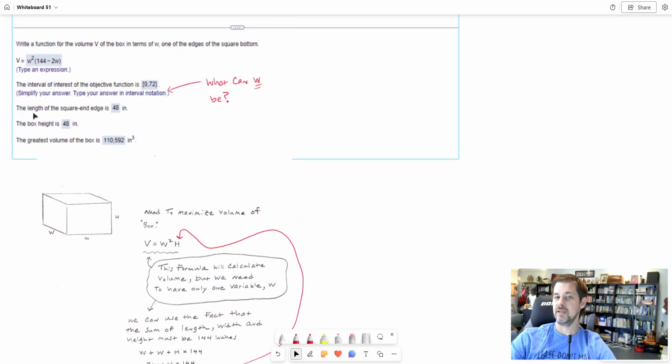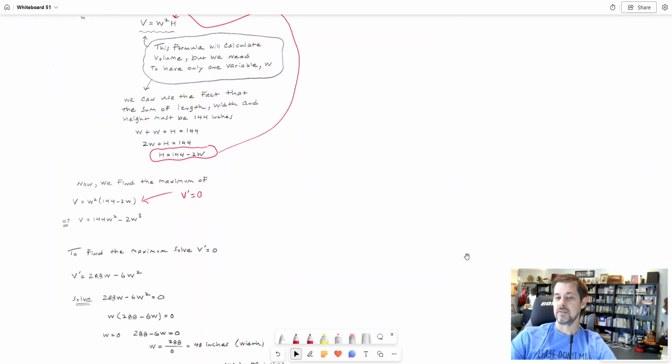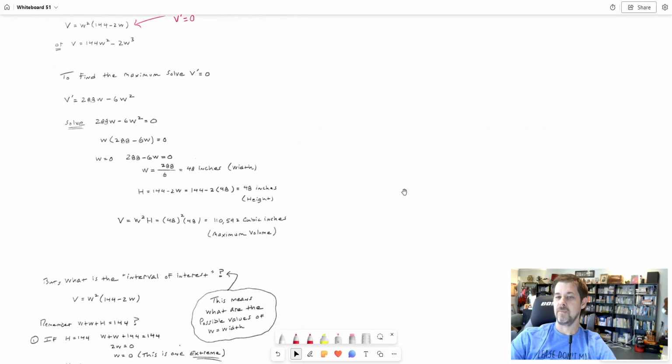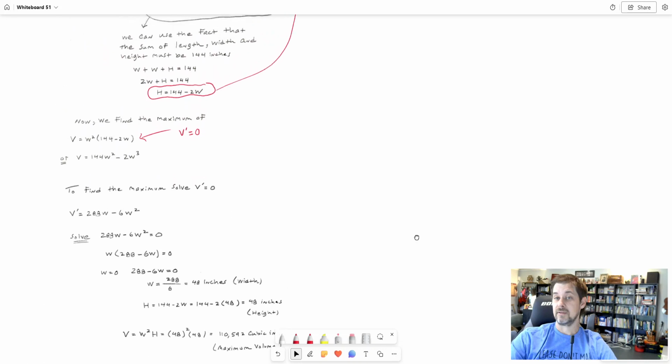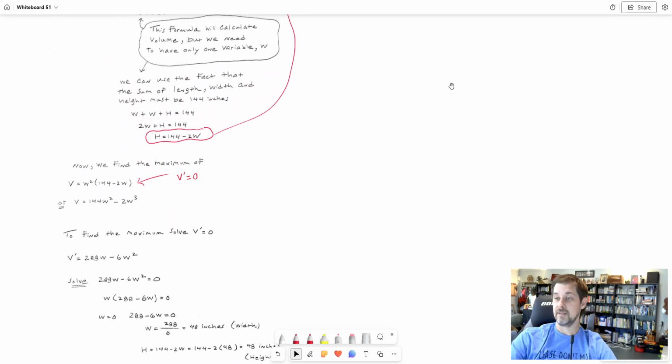It says, what is the length of the square end edge? Square end edge just means down here at the bottom. 48, okay? Then it asks for the height. So how would we get the height? Let's say that I now know that the width of that square base should be 48 inches. Now, the question asks me for the height also, as I showed you. I can use this and then look around to see if I have any formulas that tell you the height.